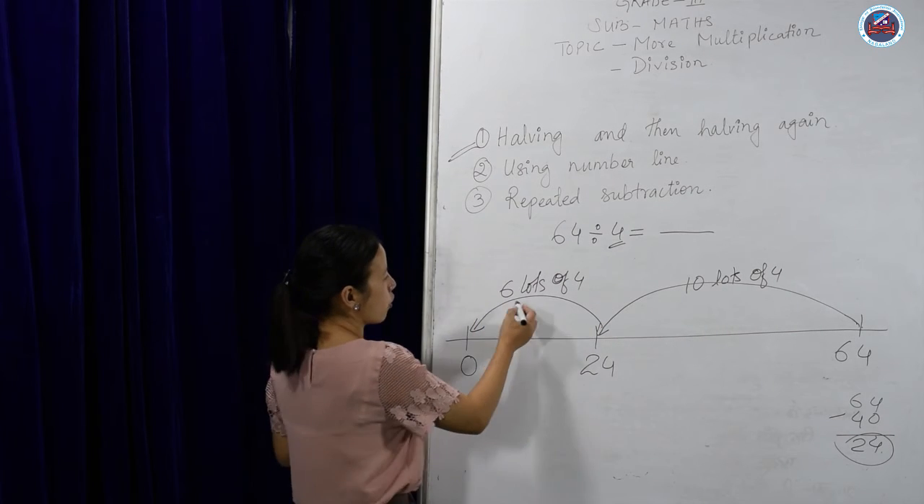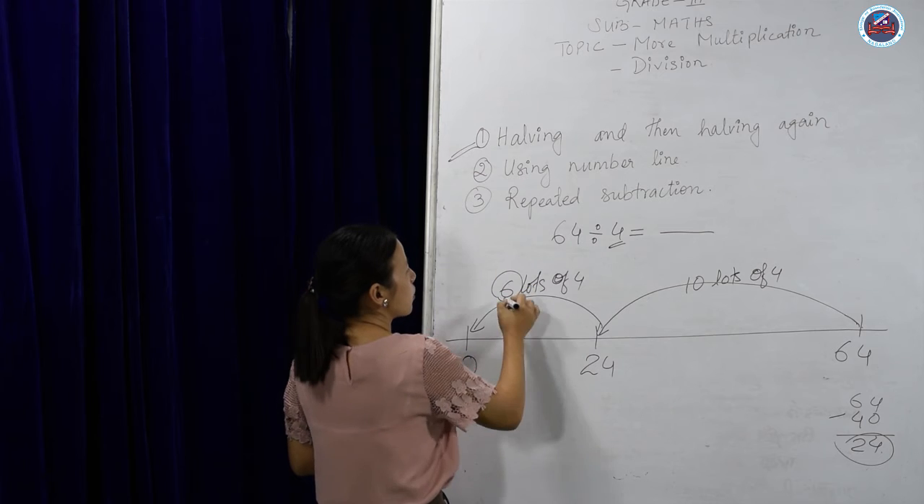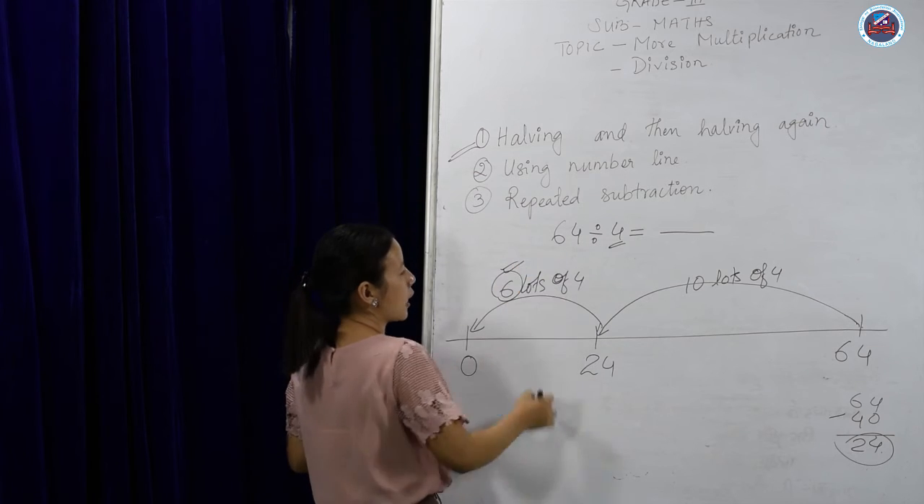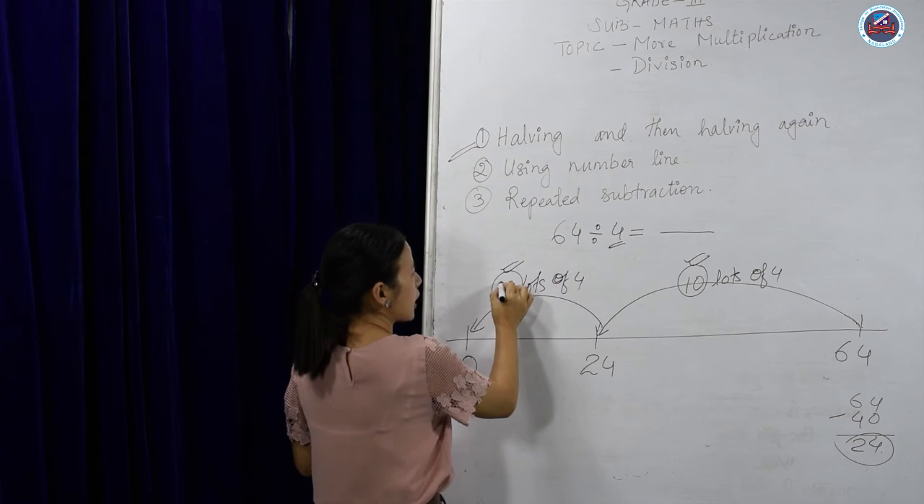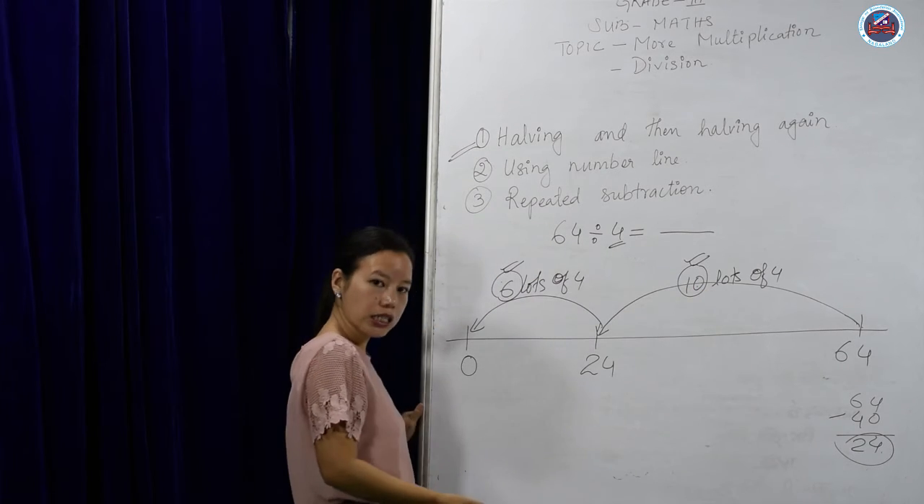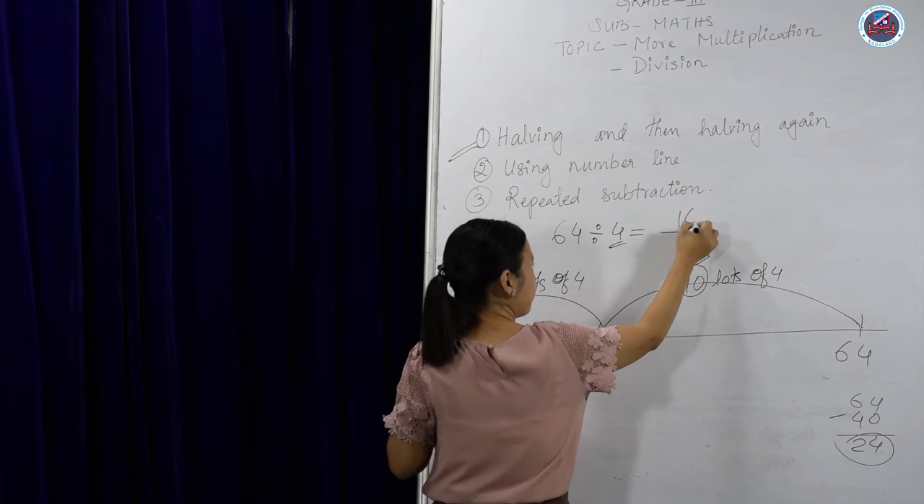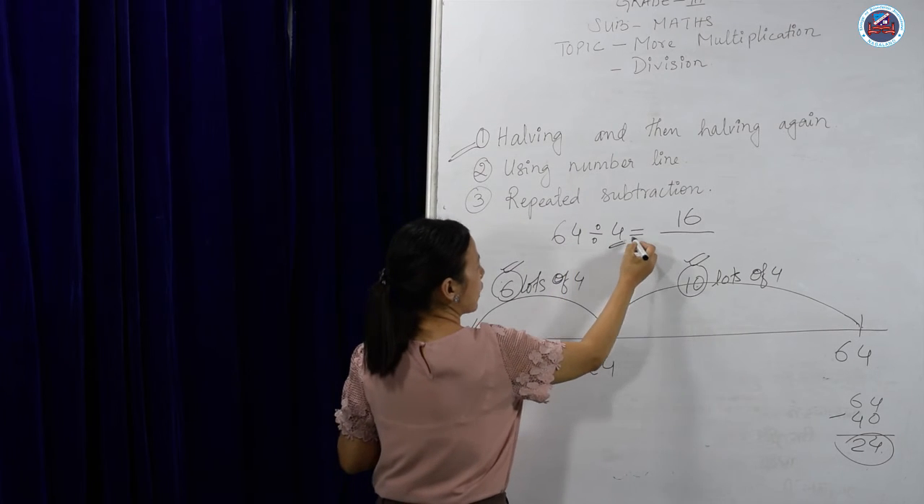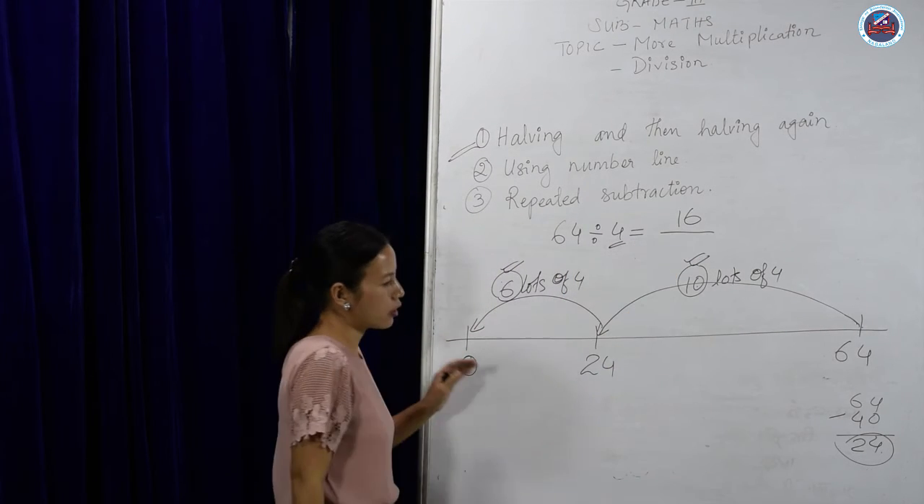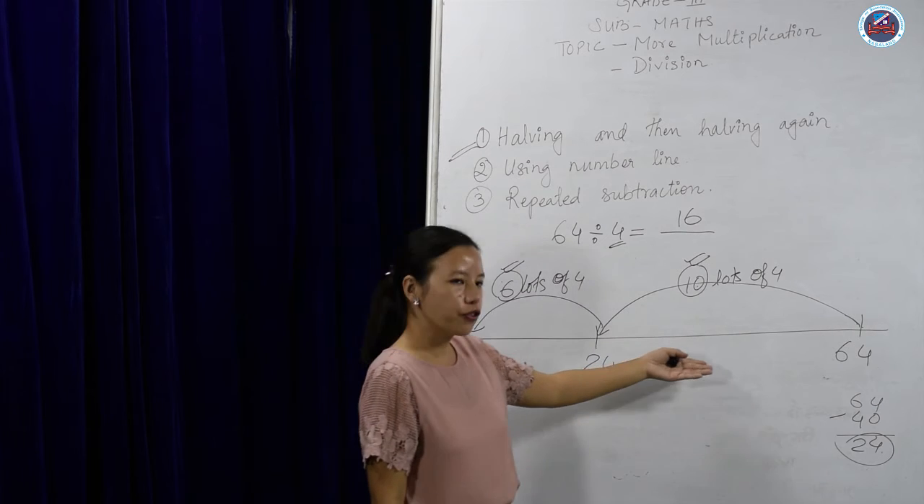Done? So how many groups have I taken? I have taken one as 6 groups, and the other one is 10. So that means 6 and 10, that makes 16. So that means 64 divided by 4 equals 16. So that's how we use this number line to find the answers.